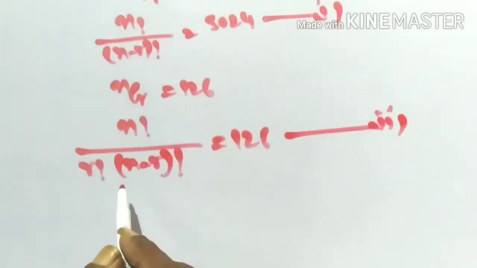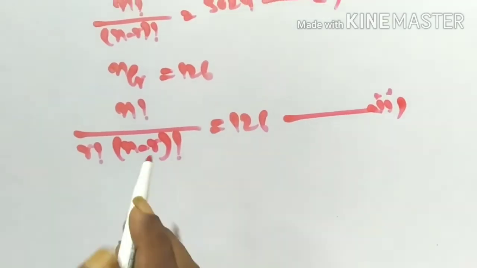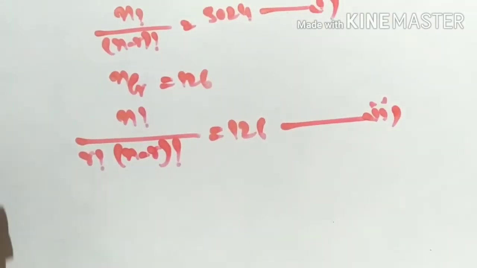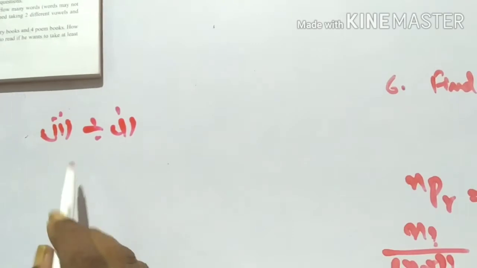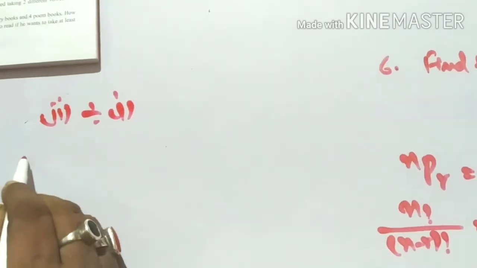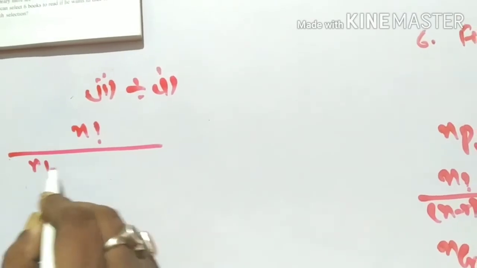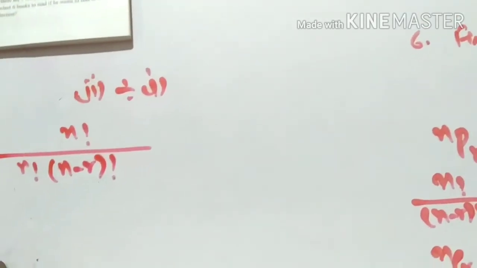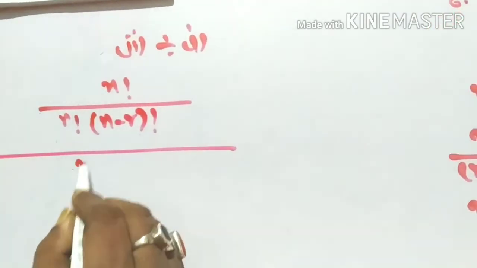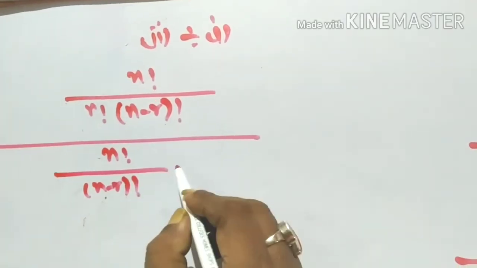In order to find r, what do we have to do? Now we divide 2 by 1. We divide equation 2 by 1. So it will be written like this: n factorial by r factorial n minus r factorial divided by n factorial by n minus r factorial.